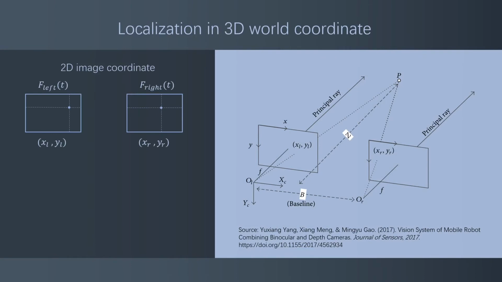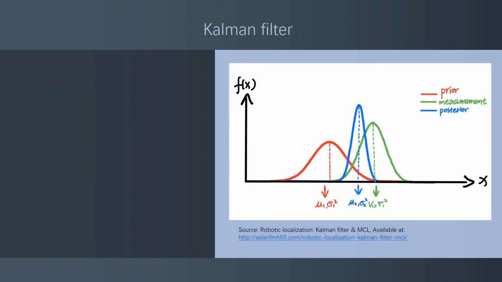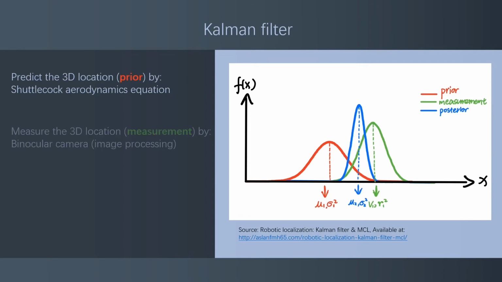After the shuttlecock is detected in both frames from the stereo camera, we can use some basic geometry rules to convert the location of the shuttlecock from 2D image coordinate to 3D world coordinate. Last but not least, we use Kalman filter to further improve the accuracy of detection. We derived the aerodynamic equation of the shuttlecock to predict its location, and combined with the measurement from the camera, we can get the posterior knowledge of the location of the shuttlecock.